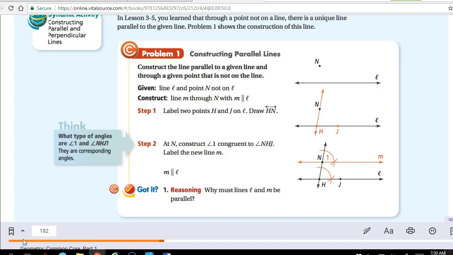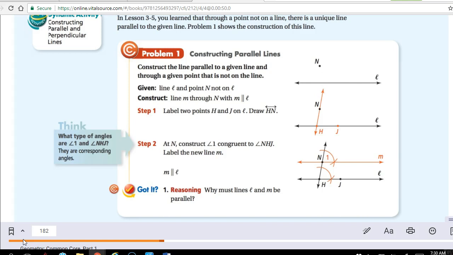To construct a line parallel to a given line through a particular given point, here's your given point, here's the line that's been given to you, and what it's asking you to do is create another line that goes through N right here that's going to be parallel to the original line L. Okay, so it takes a few steps.